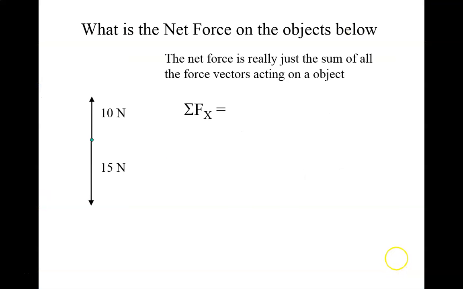Hello and welcome back. Today we're going to be talking about the equilibrium and Newton's second law. The equilibrium force is going to be a real simple one.